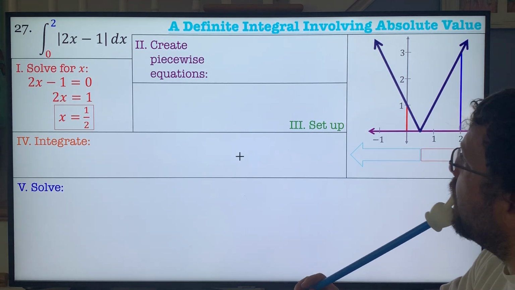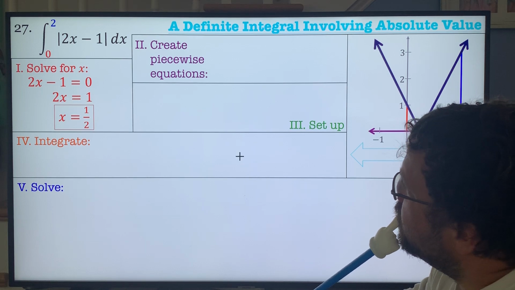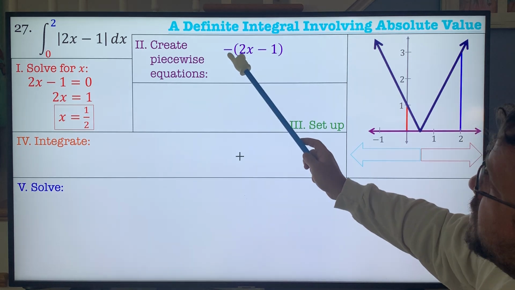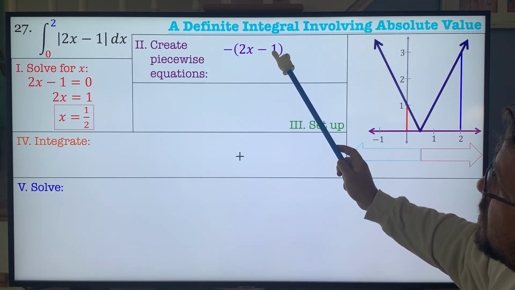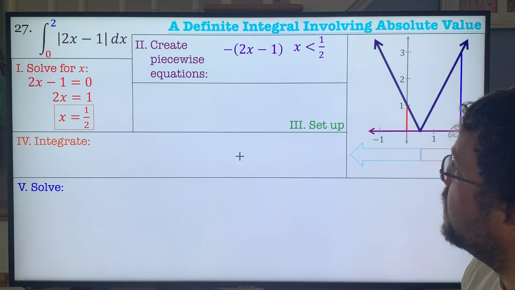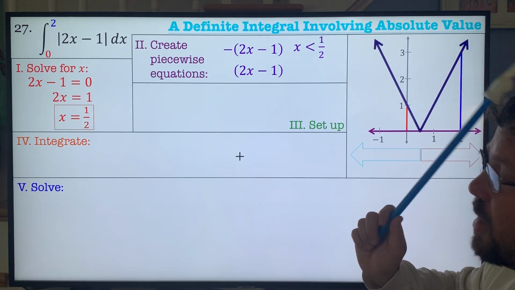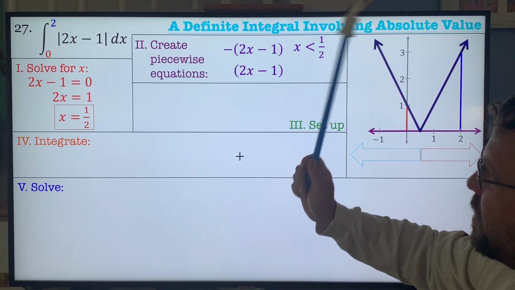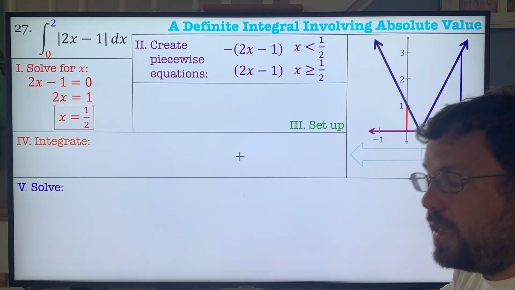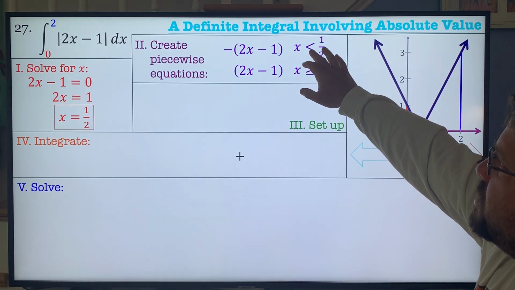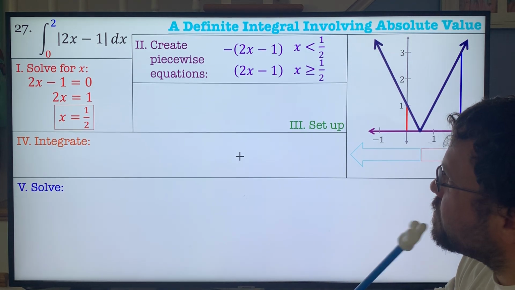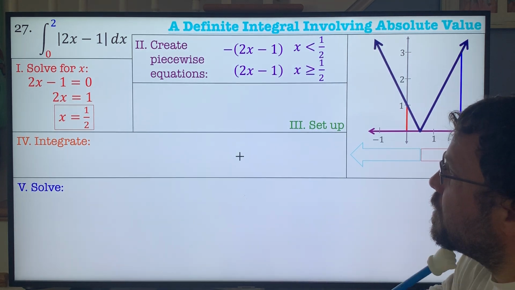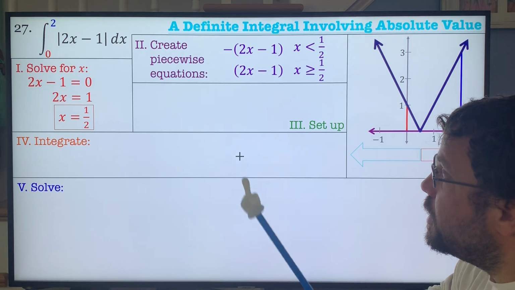Next thing right here, create piecewise equations. So, where are we going from? 0 to 1/2. So it's negative 2x minus 1. So that's when you are less than 1/2. And you are positive 2x minus 1 when you are greater than or equal to 1/2. This all stays the same. The only thing that changes is the negative out front. If you want to put the equal to there instead, that's fine. Doesn't really matter. You can actually leave equals on both of them. All right. Ready? Are we good?